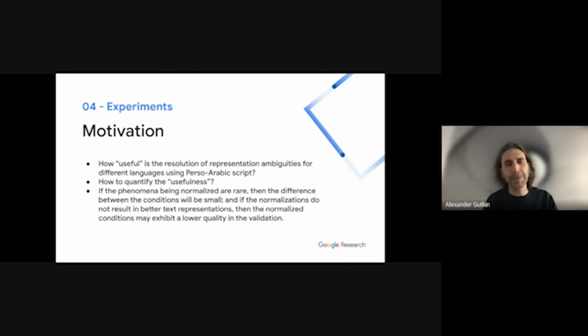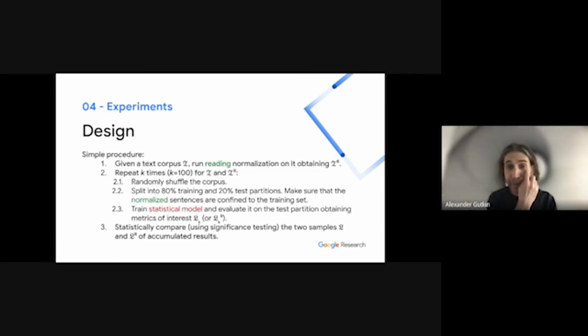We performed some very simple experiments trying to figure out how effective those normalizations are and how to quantify this effectiveness. So the design of our experiments was quite simple. We took a text corpus, ran the reading normalization on this corpus, and then randomly shuffled the normalized and unnormalized corpora, making sure that the test set is always unchanged, so it doesn't have any normalized text. And then for each of the 100 folds, we trained a statistical model and evaluated it on the test set.